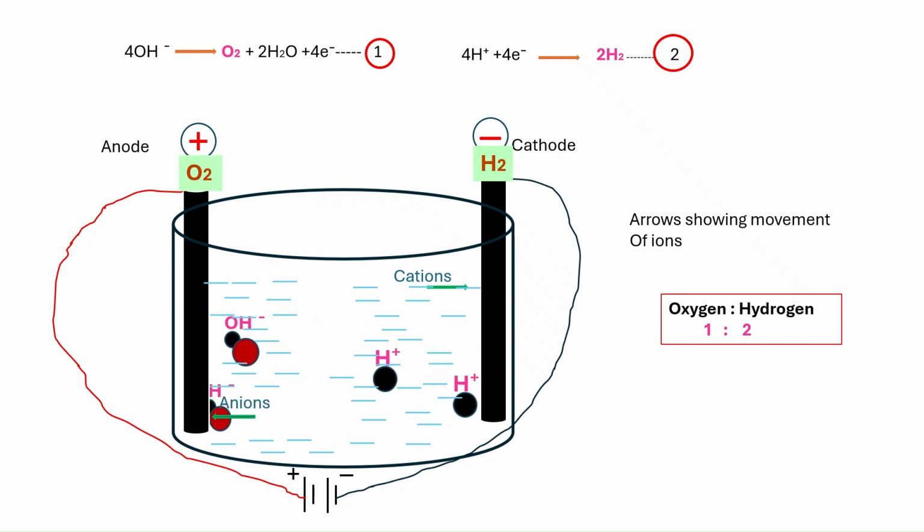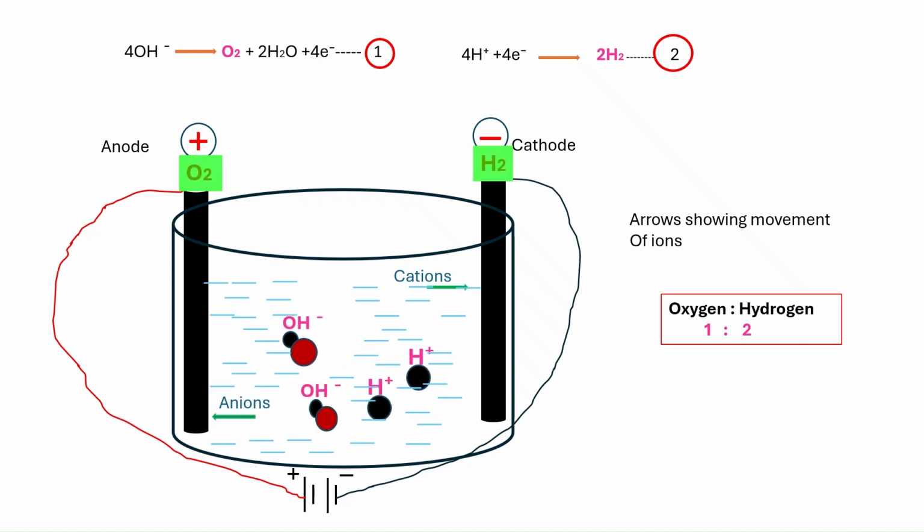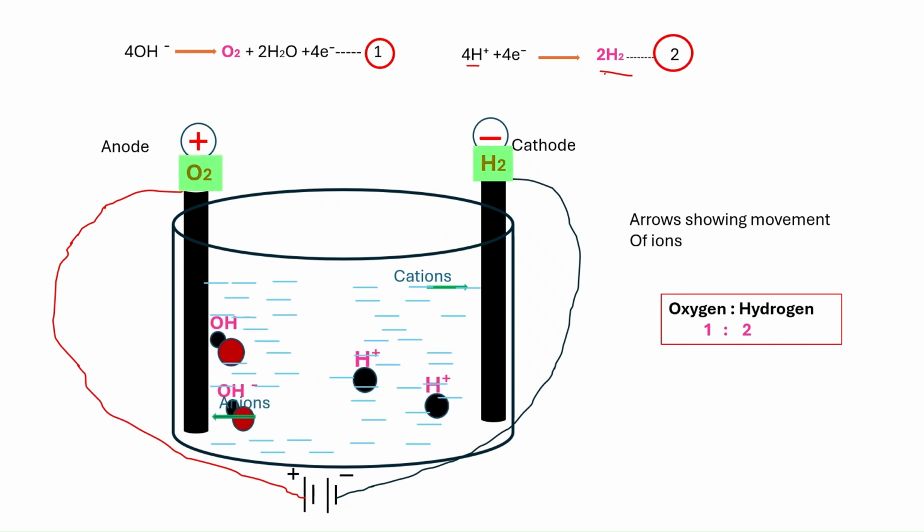Here 4 moles of OH- ions will give you an oxygen molecule and water, and 4 electrons will be lost. Here the electrons are lost, that's why oxidation occurs at the anode, and reduction occurs at the cathode due to the gain of electrons. Here you see 4 H+ ions accept 4 electrons and give 2 moles of hydrogen gas.